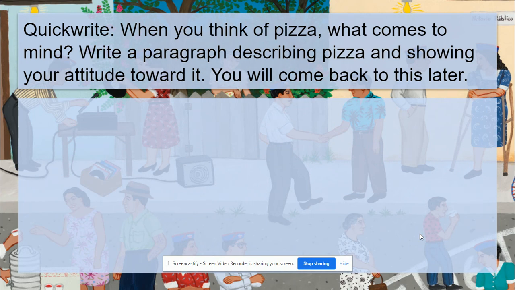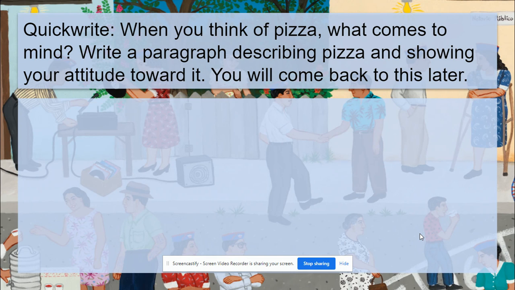So, in this slide presentation, everybody should have their own copy of this. I'm going to give you a second here to answer this quick write. You can pause the video and answer the quick write here. So when you think of pizza, what comes to mind? Write a paragraph describing pizza and showing your attitude toward it.